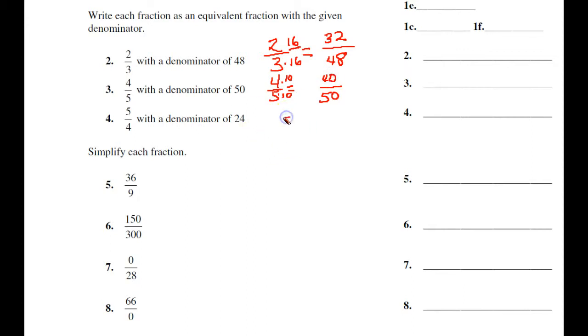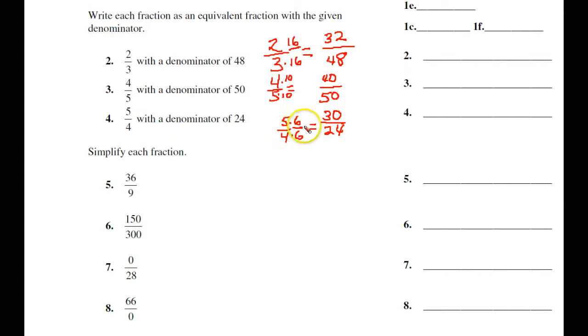And here we have 5/4. We want to make an equivalent fraction with a denominator of 24. Well, 4 times what is 24? 6. So again, 6 over 6 is 1. I'm authorized to do that, so this now becomes 30.